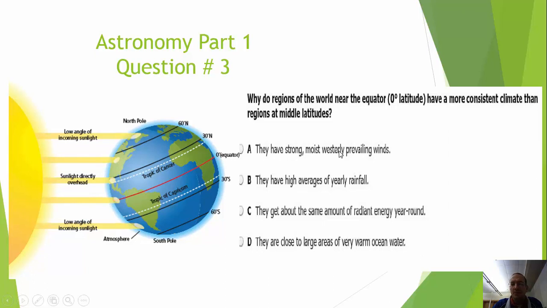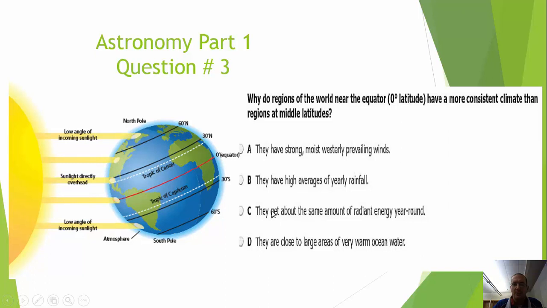They have strong, moist, westerly prevailing winds. It doesn't really have anything to do with what we're talking about at the current moment. They have high averages of yearly rainfall. That really wouldn't do anything to keep this consistent. They get about the same amount of radiant energy year-round. Radiant would be radiation from the sun, so that sounds pretty good. Let's finish with D. They are close to large areas of very warm ocean water. Yes, but that's not going to cause this to be extremely consistent the entire time. The ocean will change the temperature, but that's not going to affect climates overall.